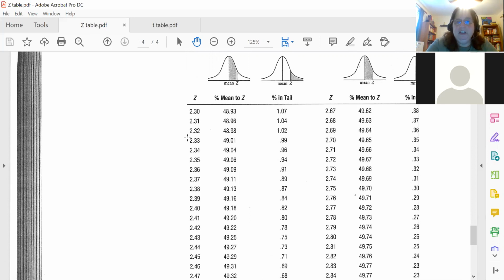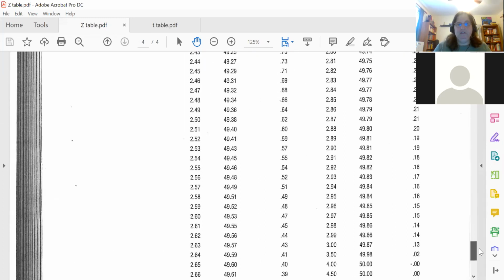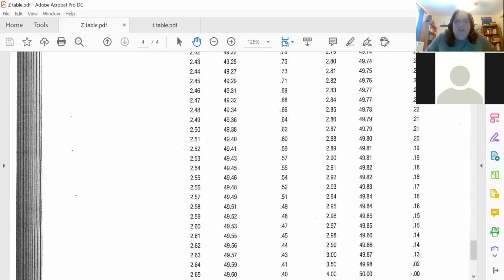And finally, it could be an alpha of 0.01, 1%, and it could be two-tailed. So we divide that by 2. We're looking for 0.5. Here it is. This is the one we take, the 0.49, and the corresponding number is 2.58.